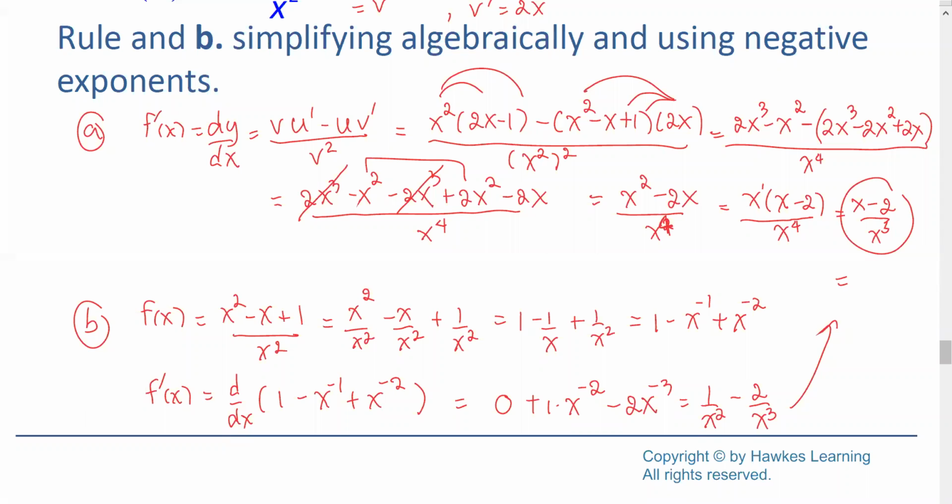If we simplify the result from the quotient rule, we would get x over x to the third minus 2 over x to the third, or 1 over x squared minus 2 over x to the third, which is the same result.